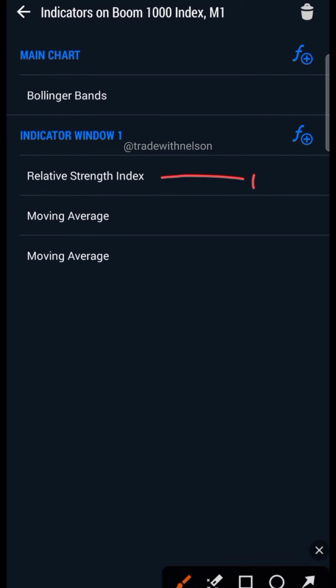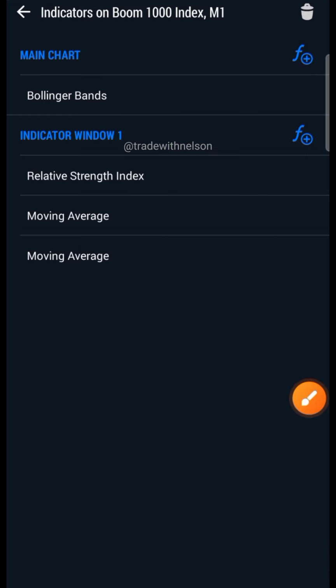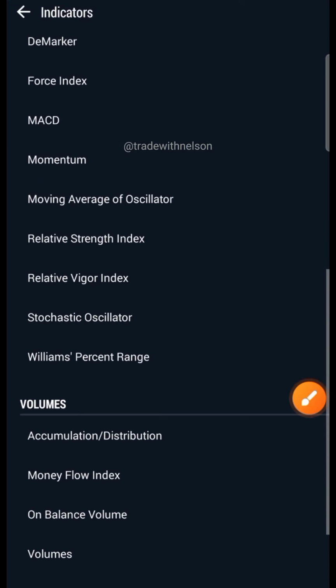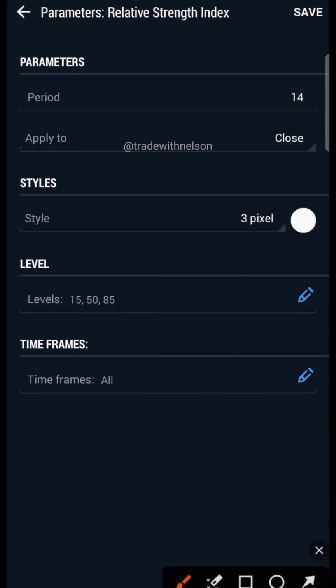To select the RSI, which is the second indicator, click on this F icon on the main chart again, and if you scroll down gently, you can see over here, this is RSI. If you click on that, you make your period 14, apply to close, style 3 pixel, and select the color of your background. If you are using black, you select black. As you can see, my background is white, so I am selecting white.